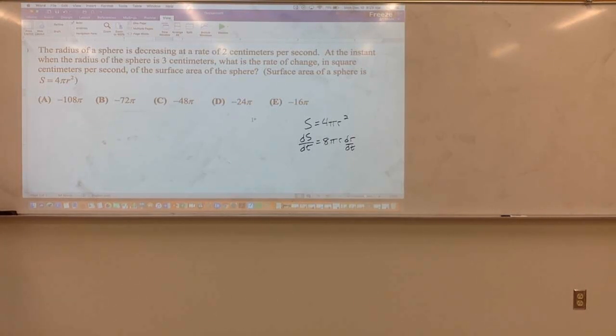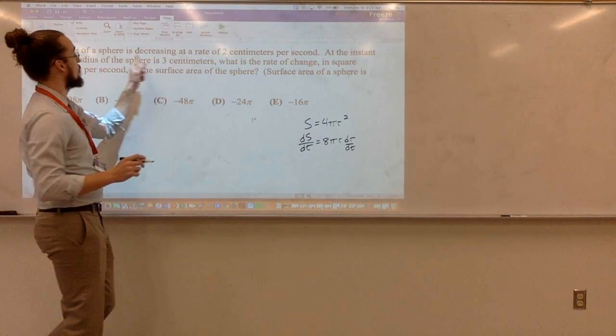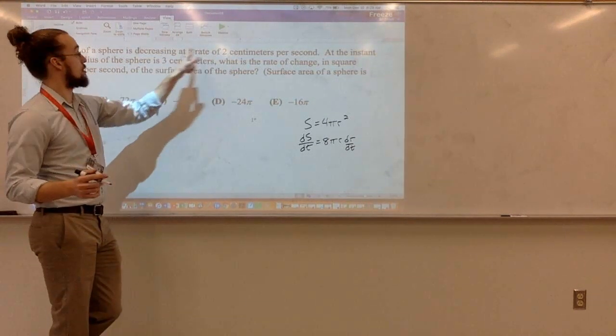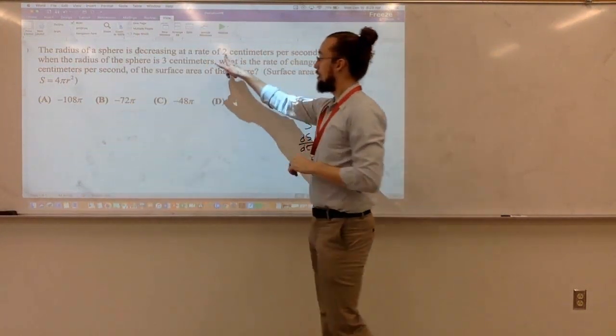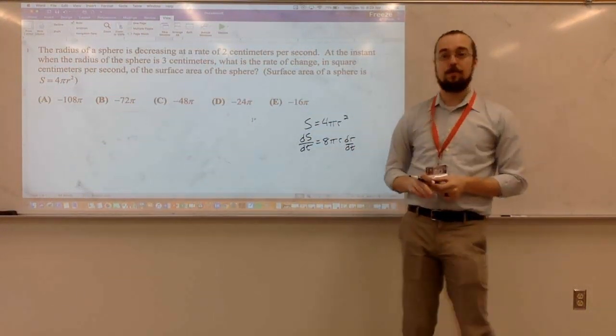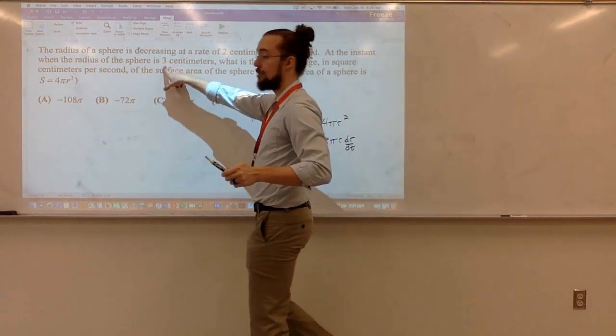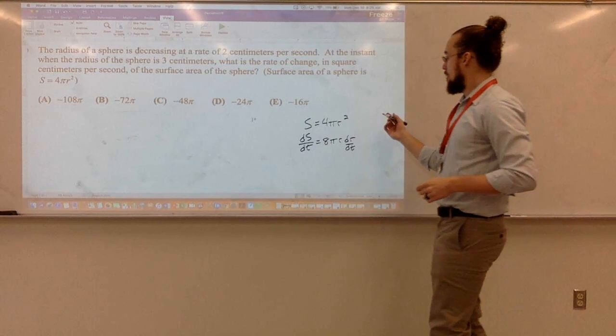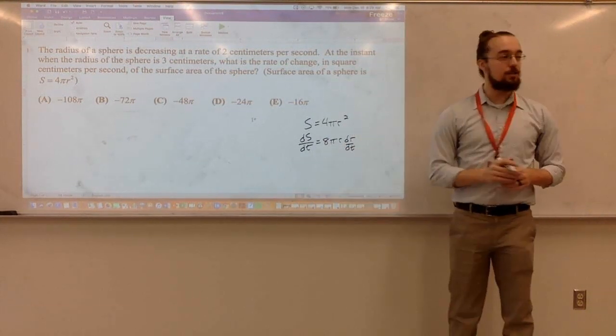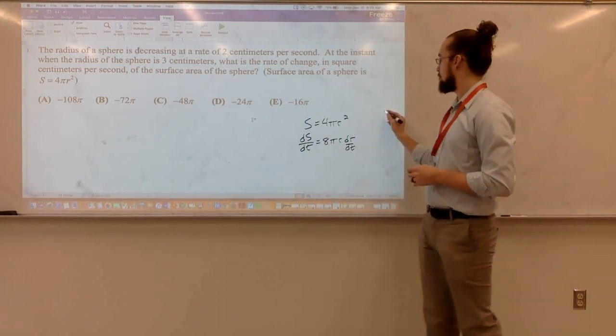So what information do we have? What are we given? We have DR/DT, right, which is negative 2. Exactly, it's decreasing. And at this instant, the radius is 3.